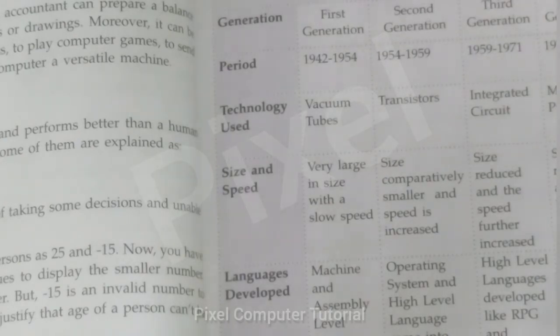Third generation period was 1959 to 1971, and the technology used was integrated circuits. The size reduced and the speed further increased. Language developed: high level languages like RPG and ALGOL. Cost of the machine was further reduced. Storage capacity, RAM and secondary storage capacity, increased further.